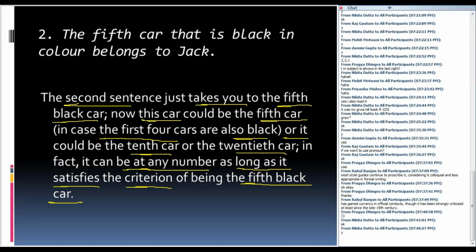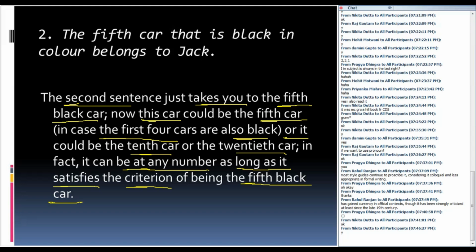Okay? So this tells us that whatever information comes after the word "that" is essential. Without that information, you cannot locate that car. So whenever you want to provide non-essential information, use the word "which." Whenever you want to provide essential information, use the word "that." That is what I want to tell you.